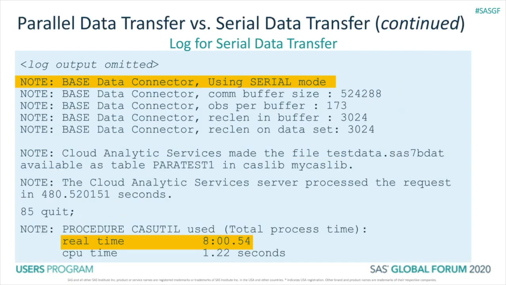To show you how much faster a parallel load is, I loaded the exact same table, but this time I set DTM equal to serial. We can see the note in the log that lets us know that the data was loaded in serial mode. Now if we look at the real time, we can see that it took about 8 minutes to load this data set. That's about 2.5 times slower than it was when we loaded in parallel. So if you have the ability to load your data in parallel, then as you can see, it's going to be much faster.